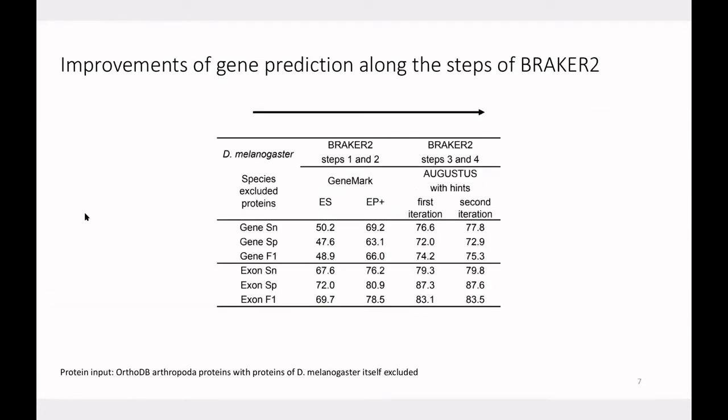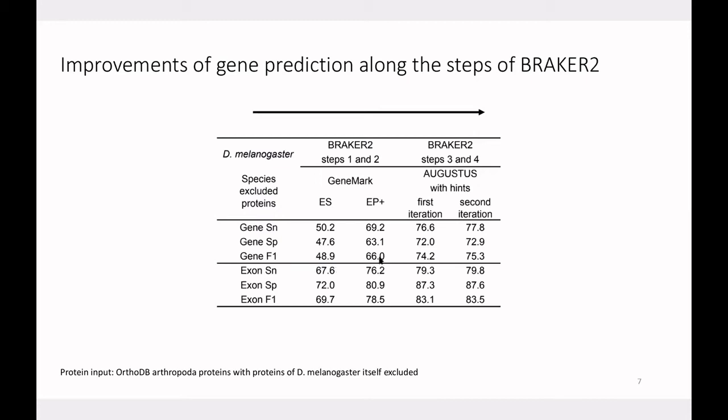And to put more emphasis on the improvements along the steps of BRAKER2, I want to show you how the algorithm develops from beginning to the end. And there's a lot of numbers. Let's just focus on the harmonic mean of sensitivity and specificity on the gene level. This is an example for Drosophila melanogaster, and we actually excluded the proteins of Drosophila melanogaster itself from the database to make the run fair, because we don't want to be utilizing the proteins which we are trying to predict to help us.